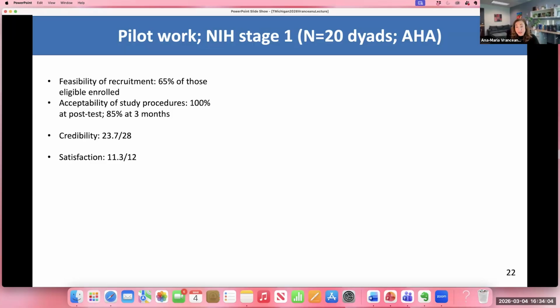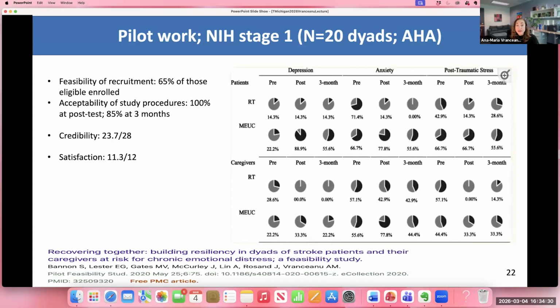So again, this was feasibility work. We primarily used feasibility of recruitment. 65% of those eligible enrolled, not as high as we would have wanted, so we knew that we needed to do some work here. Acceptability was pretty high. People completed post-test as well as 3 months follow-up, which was great. People found the intervention credible. Satisfaction was also high. So generally pretty encouraging.